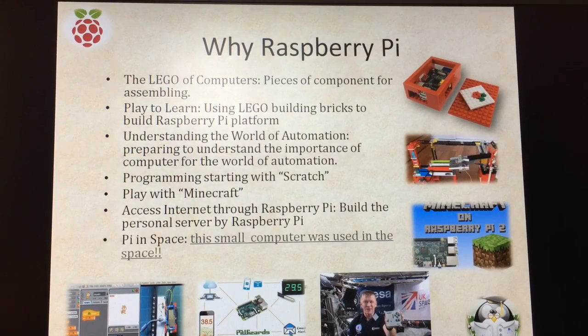So generally, why do we use the Raspberry Pi? It's like the Lego of computers, and the kids can piece the components together by themselves, so they can learn how to assemble a computer. Also, kids can learn through play, and they can use Lego building bricks to build the Raspberry Pi platform. By learning the Raspberry Pi, they can understand the world of automation. You may have some projects like the Lego system, but with this one you can manipulate more detail about computer science.